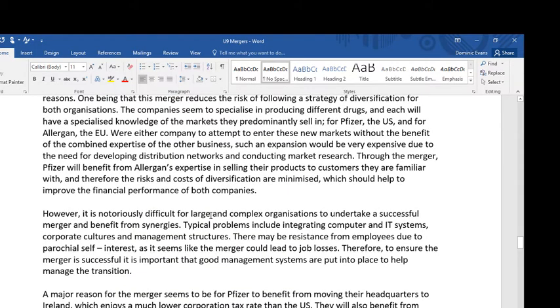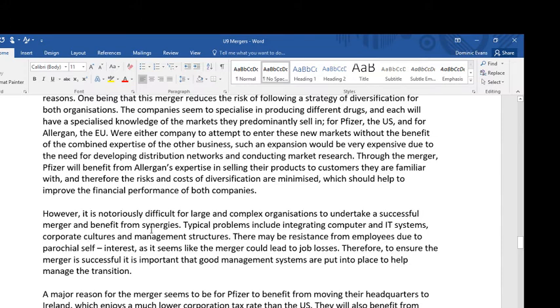However, it is notoriously difficult for large and complex organisations to undertake a successful merger and benefit from synergies. Typical problems include integrating computer and IT systems, corporate cultures and management structures. There may be resistance from employees due to parochial self-interest, as it seems like the merger could lead to job losses. Therefore, to ensure the merger is successful, it is important that good management systems are put into place to help manage the transition. So I've tried here to include some balance in my analysis by saying how difficult it is for mergers to be successful.